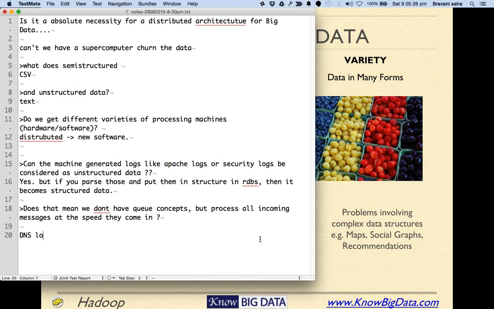You will have to do something like DNS load balancing. I mean, there are n number of things to do in case of variety. All right. There are queue concepts everywhere, but to run that queue, you cannot do it using a single system, and that's where you move to distributed computing.